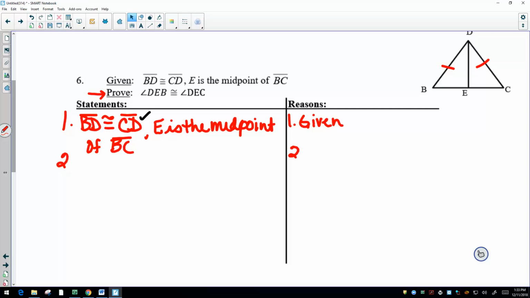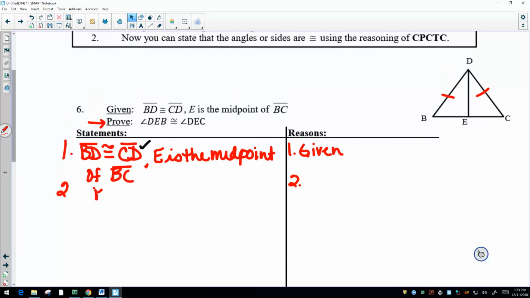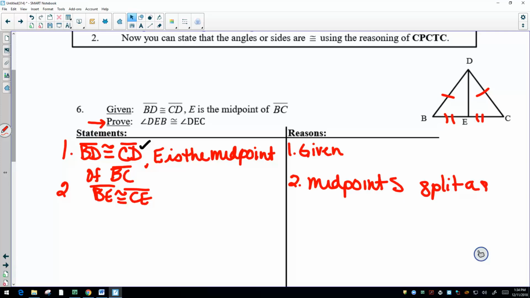So I still am looking for three congruent statements. Knowing that E is the midpoint, I know midpoints split a segment into two equal parts, so that means I should have two equal parts, BE and CE. So mark it on my picture, and I'm going to just say over here, midpoints split a segment into two equal parts.